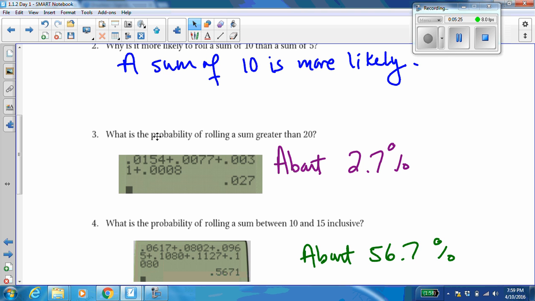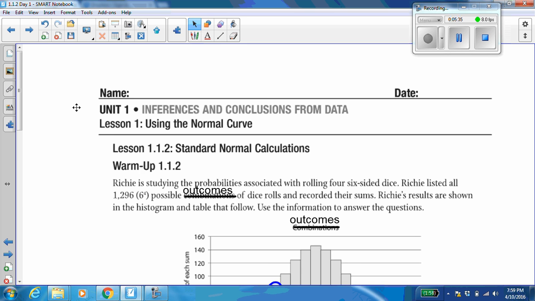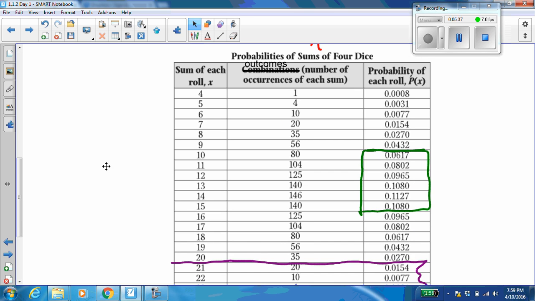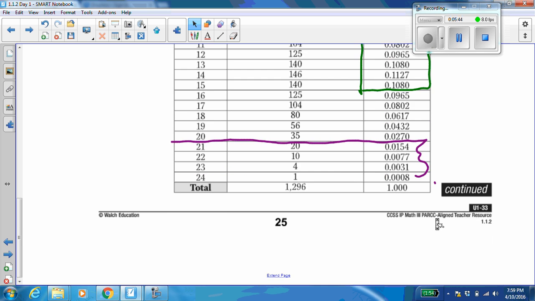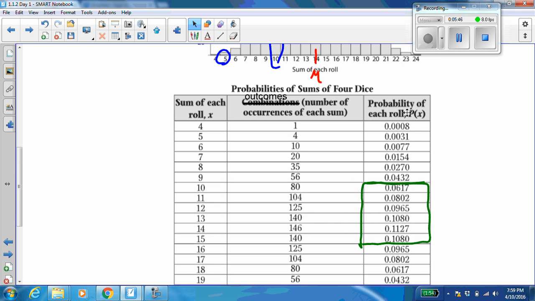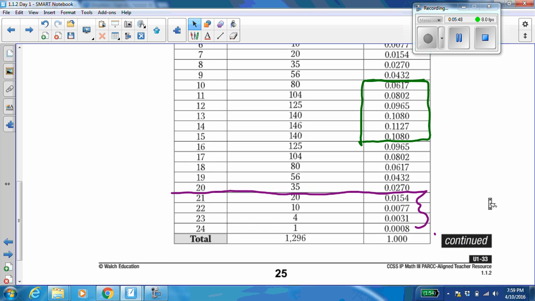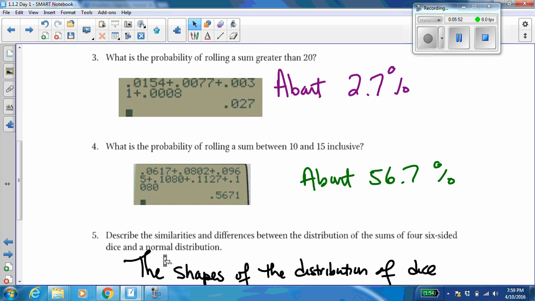What is the probability of rolling a sum greater than 20? So all you have to do is add all of those up. So if we add those up, 0.01, and this is again from the chart. So if we take a look here, greater than 20, so we're looking at these values here. If we want to add those up, because again, that row there represents the probability of getting each. Add up those probabilities, and we end up getting about 2.7%.